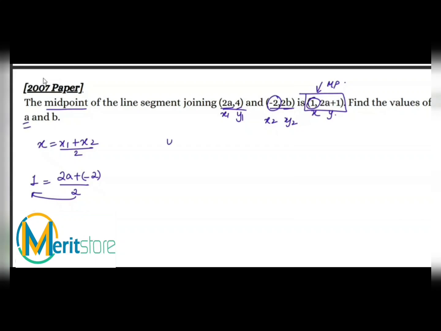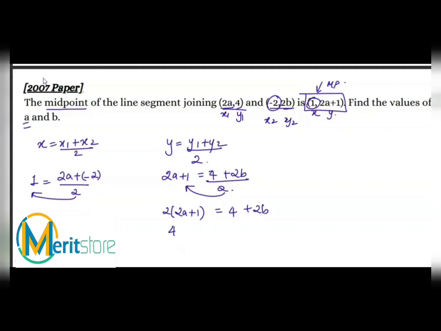Now for b, we'll use the y midpoint formula. y is equal to (y1 plus y2) upon 2. y is 2a plus 1. y1 is 4, y2 is 2b, upon 2. Now, we'll take 2 on the other side. So, 2 multiplied by (2a plus 1) is equal to 4 plus 2b. 2 into 2a is 4a, 2 into 1 is 2, equals 4 plus 2b.